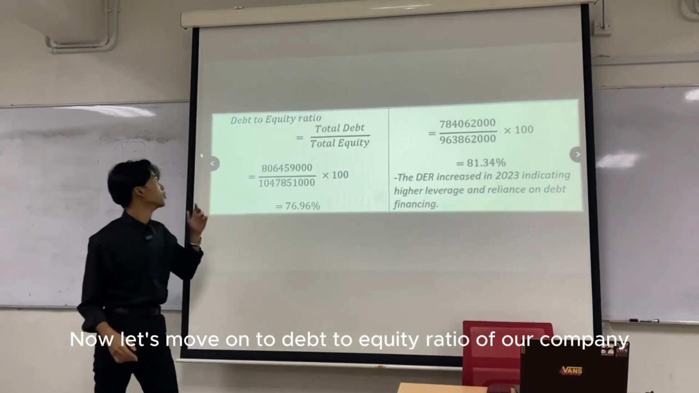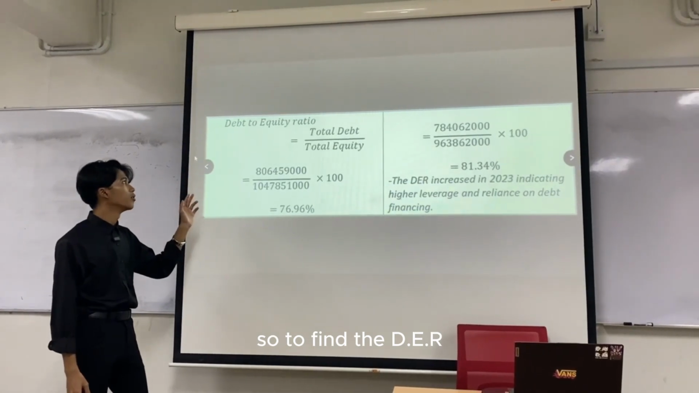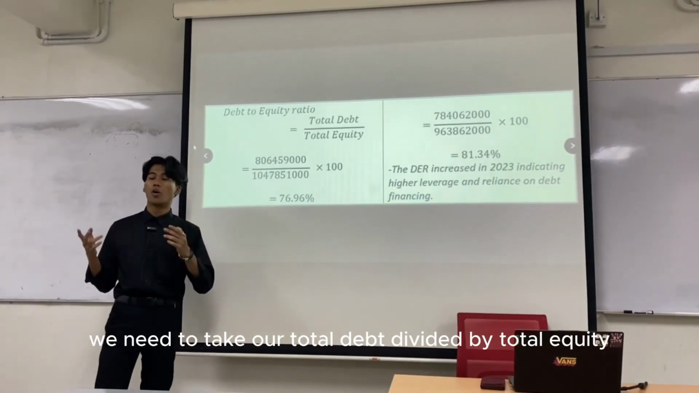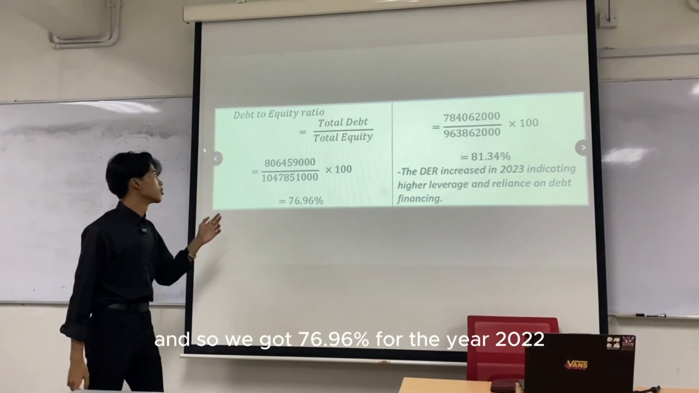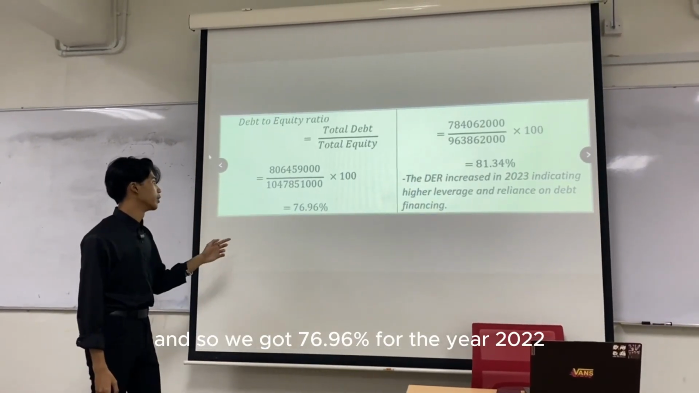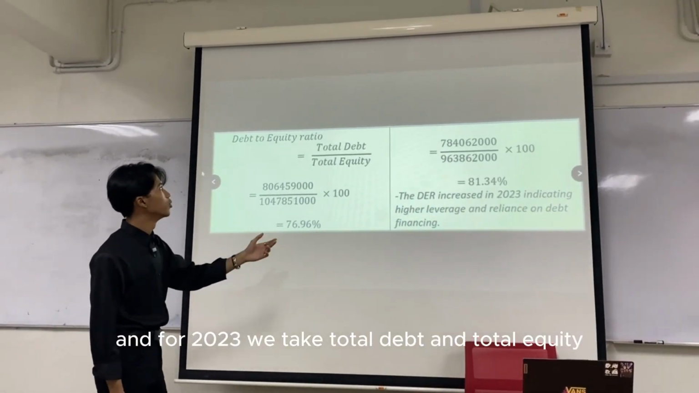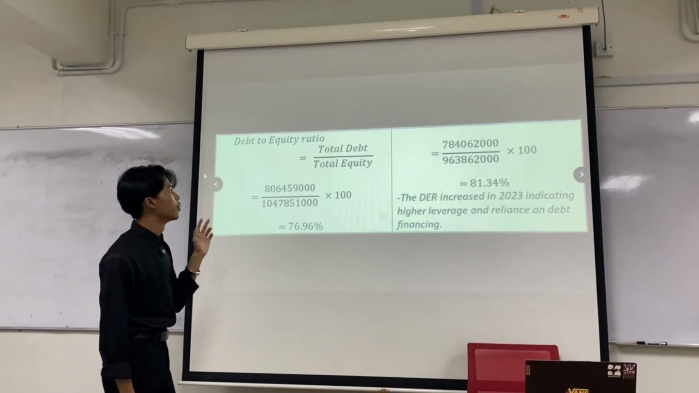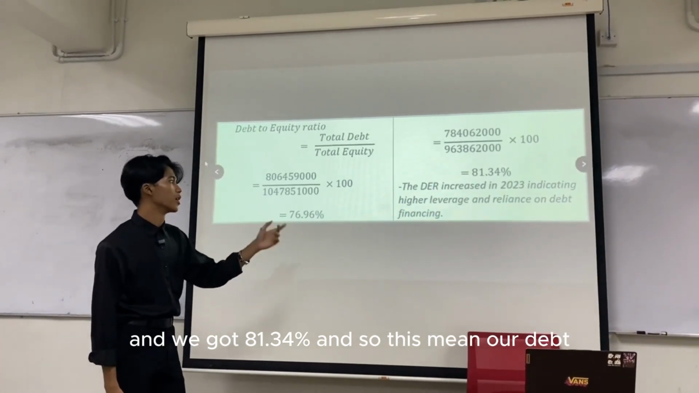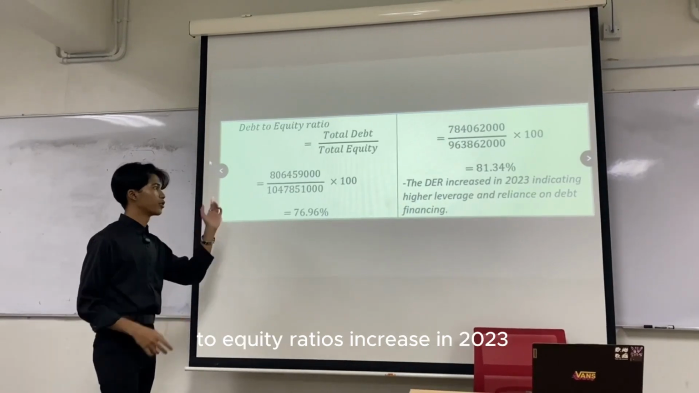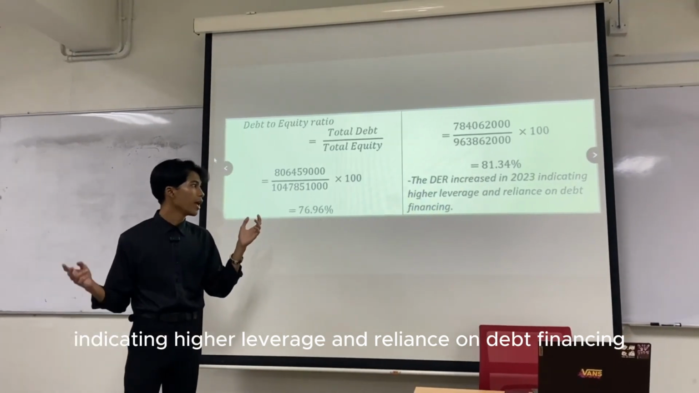Now let's move on to the debt to equity ratio of our company. To find the DER for the year 2022, we take our total debt divided by total equity and multiply that by 100. And so we got 76.96% for 2022. For 2023, we do the same, and we got 81.34%. This means our debt to equity ratio increased in 2023, indicating higher leverage and reliance on debt financing.